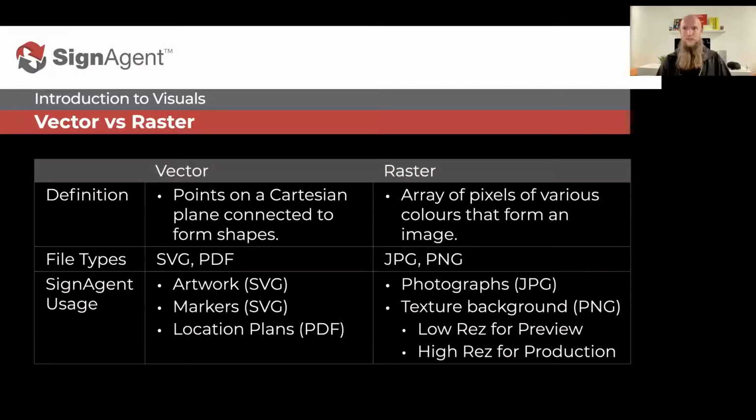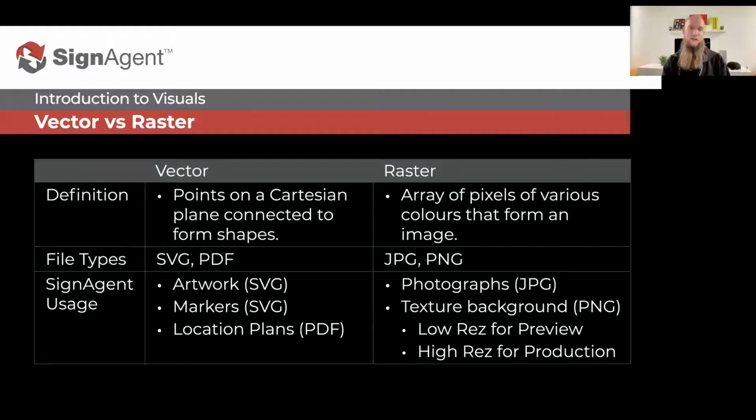So next, there's the question of, well, what are we putting in? Is it a vector or a raster? And so the definitions of vector and raster are, well, vector are basically points on a Cartesian plane connected to form shapes. So basically a point, and a line or a curve, and then it connects, and then it makes the shape and then makes the graphic. Whereas raster is basically an array of pixels. So you have dots all over the place. And then those dots together with different colors form an image.